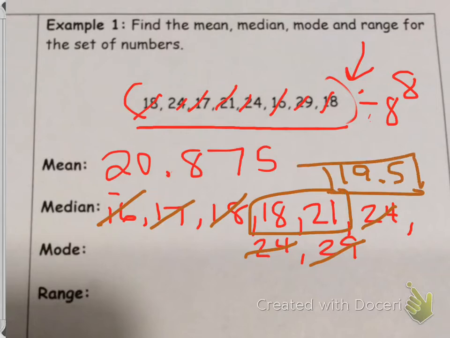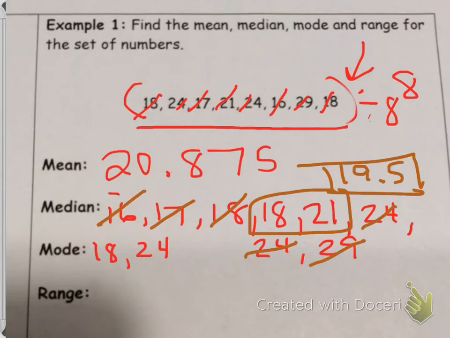Okay. Now the mode is the number that occurs the most. So looking back at our list of numbers, is there a number that occurs the most? Well, 18 and 24 have 2. Okay, 18 and 24 both occur twice. So the numbers 18 and 24 will both be considered our mode.